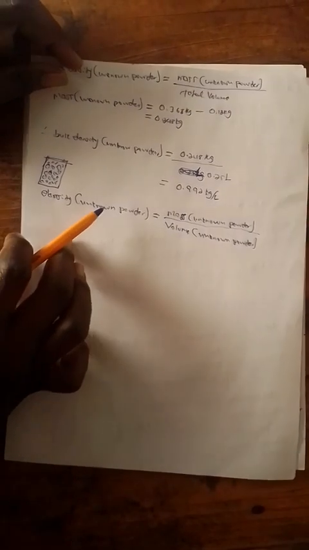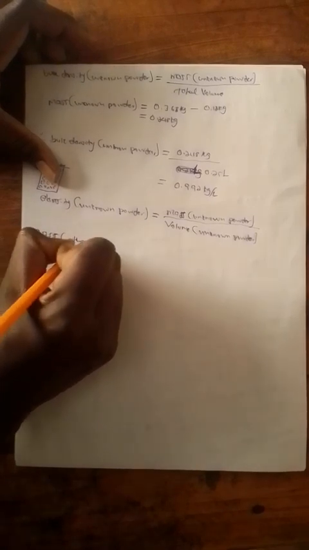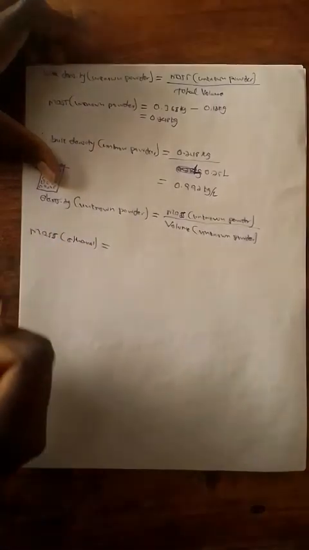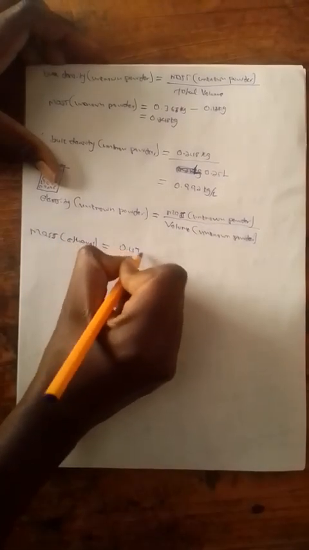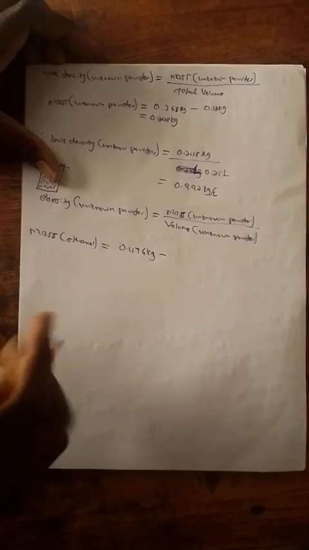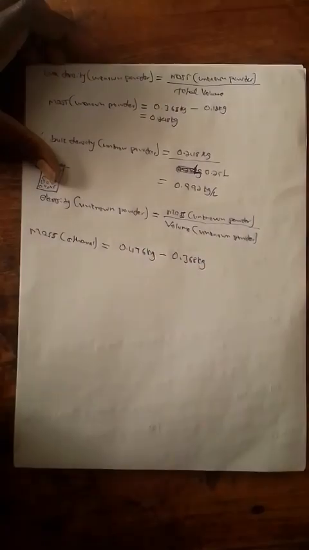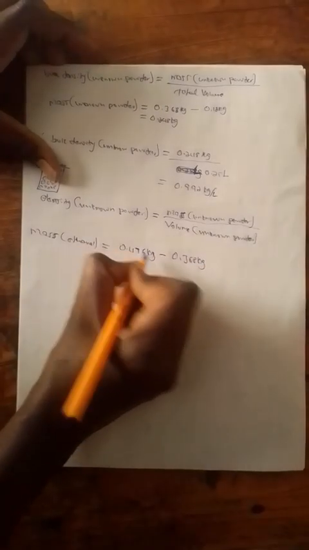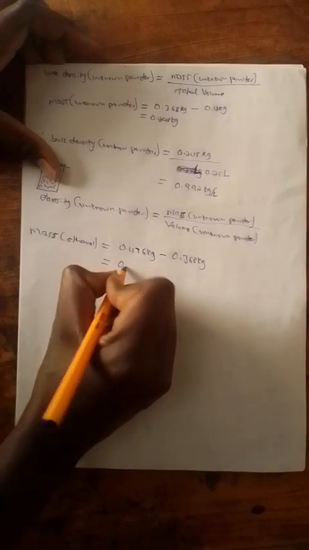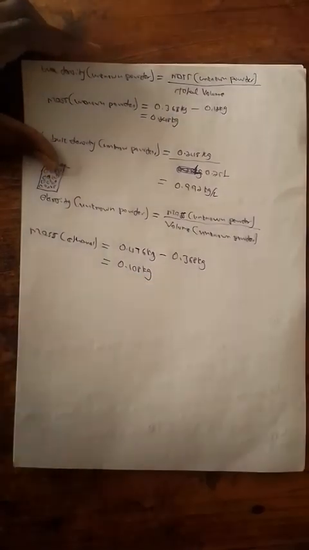That then tells us that we can just say the mass of ethanol is 0.476 kilograms, which is the total system after adding ethanol, minus 0.368 kilograms, which is the total system before they added the ethanol. So if you use your calculator, the difference would be 0.108 kilograms. So then we have calculated the mass of the ethanol.